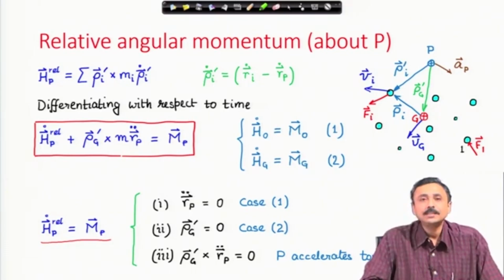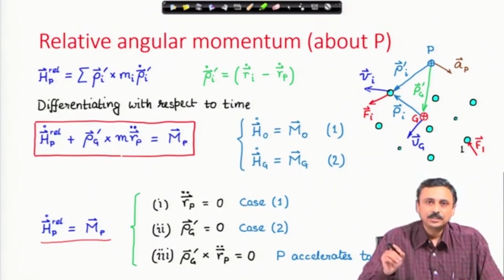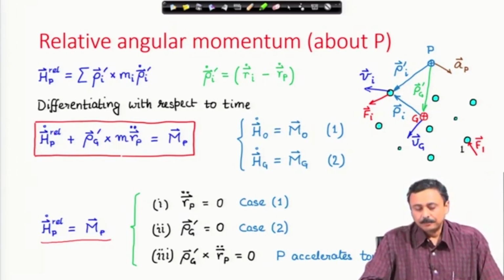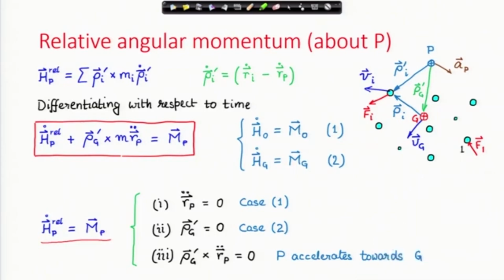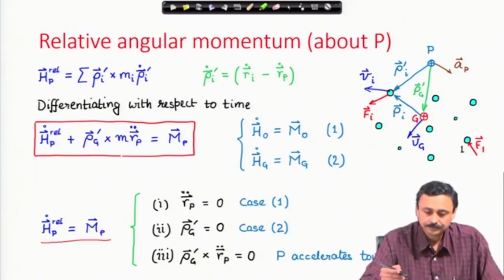This situation arises, for example, when a disk rolls on the ground without slipping. The point of the disk which is in contact with the ground, the contact point of the disk, remember, accelerates towards the center of the disk. This we had discussed in kinematics. And if the center of mass of the disk is at the geometric center of the disk, in that case this situation is satisfied, and we have this reduced angular momentum equation about that contact point.